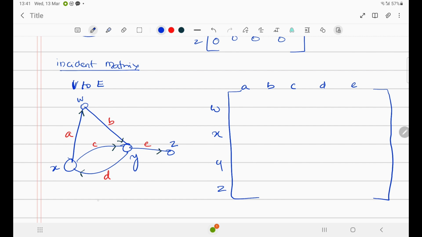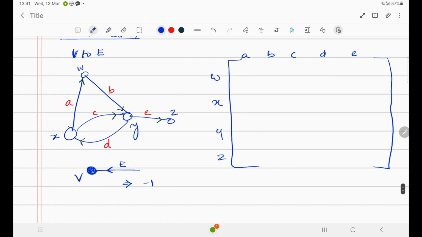Here what you need to keep in mind: this is any vertex. If an edge is incident to this vertex, then we should take -1. In simple language, if any edge comes towards the vertex, you should take -1. If any edge goes away from the vertex, you need to take +1. Keep this rule in mind and come here. WA, with respect to W, does A come or go away? A comes to W, that is -1.